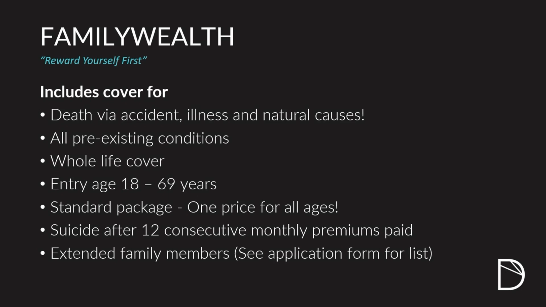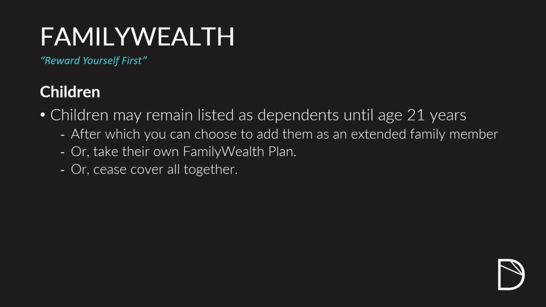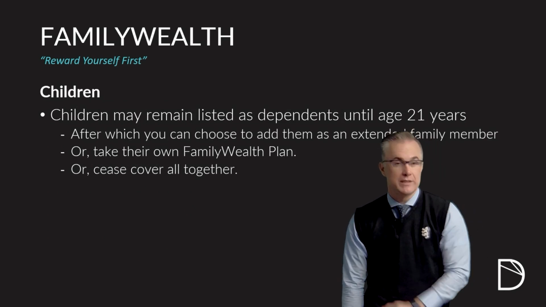Only extended family members' premiums are calculated on their age and their gender. Suicide is even covered as long as you've had 12 months of payments. You can see the entire list of the extended family members that you can add to the product on our application form. With regards to children, children will remain on your policy until they turn 21.